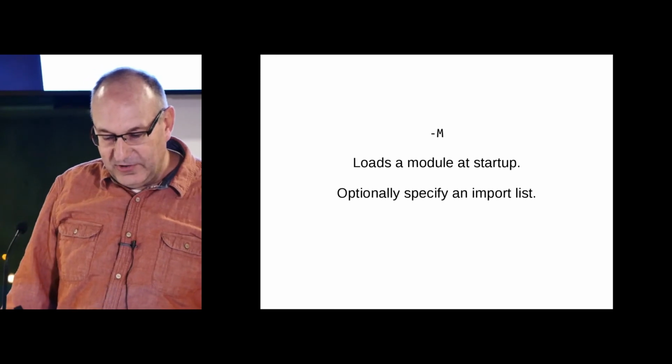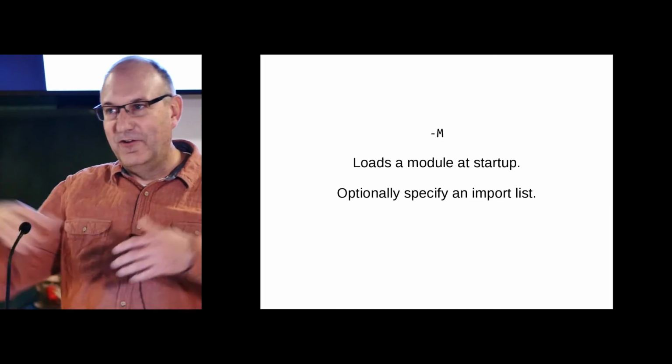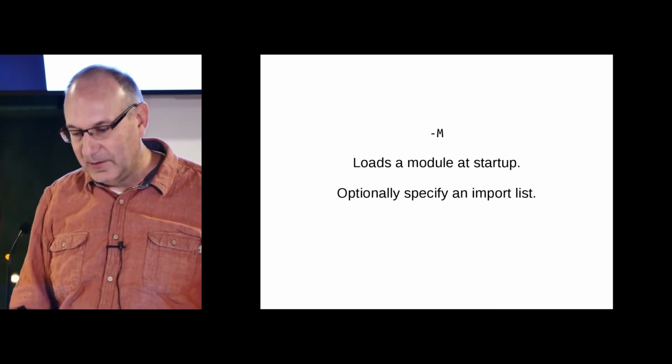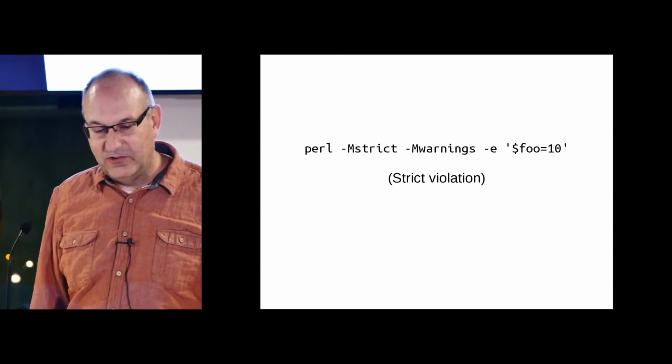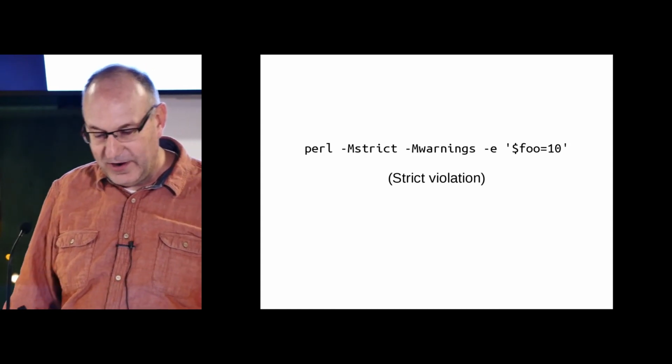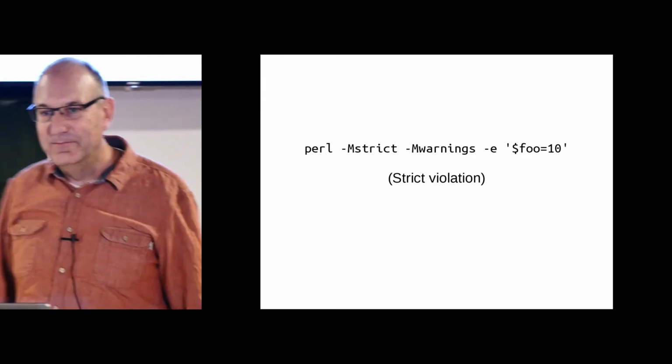So -M loads a module at startup and optionally specifies an import list. So you can have the full power of Perl's libraries just from the command line. You can invoke -M more than once. So here I'm loading the strict pragma and the warnings pragma. And then I commit a strict violation right here by not declaring the variable foo.